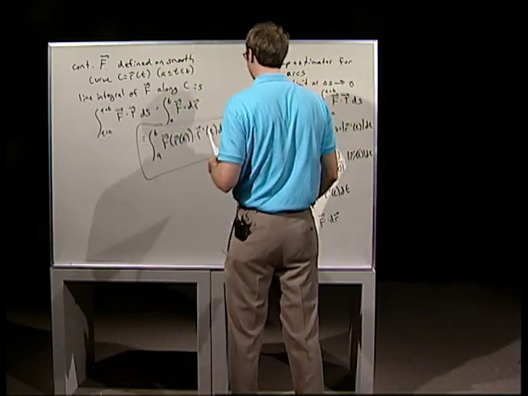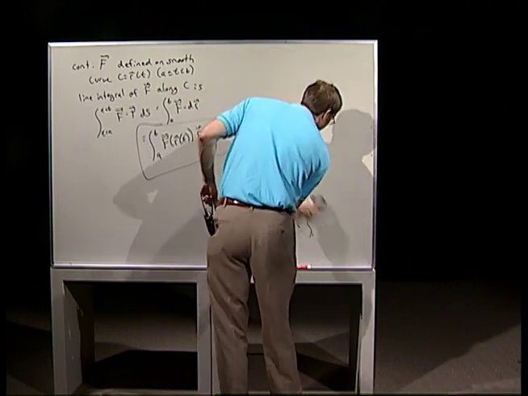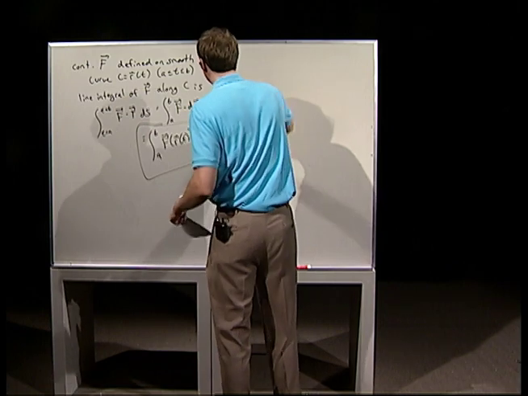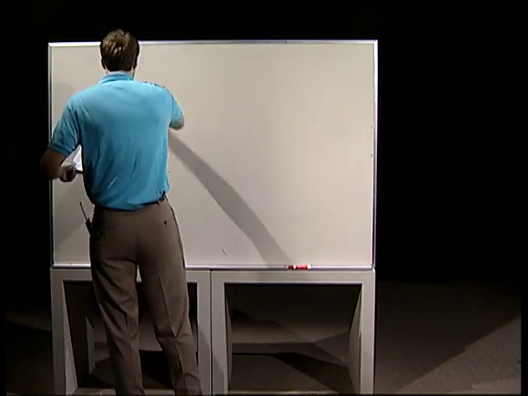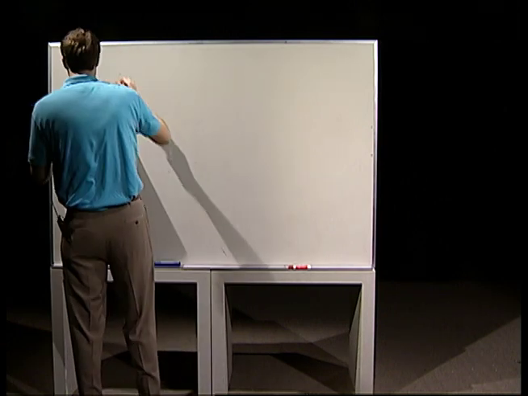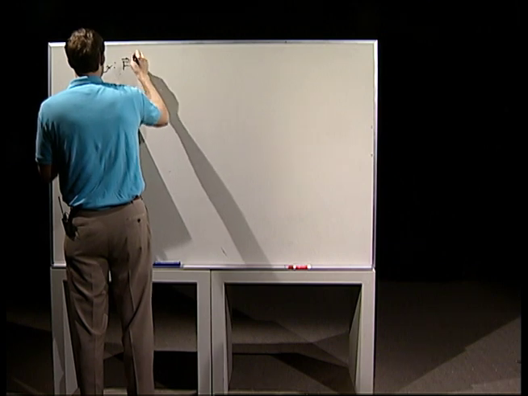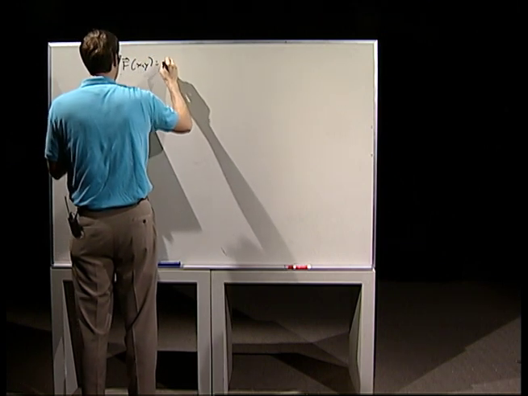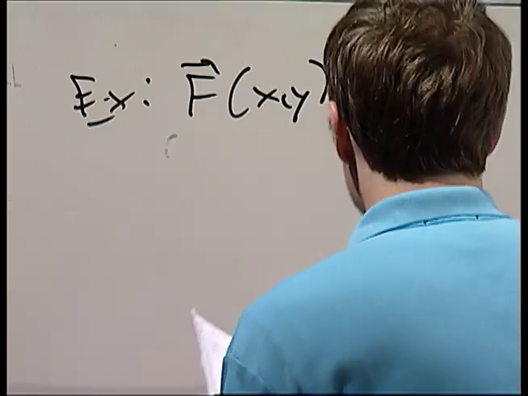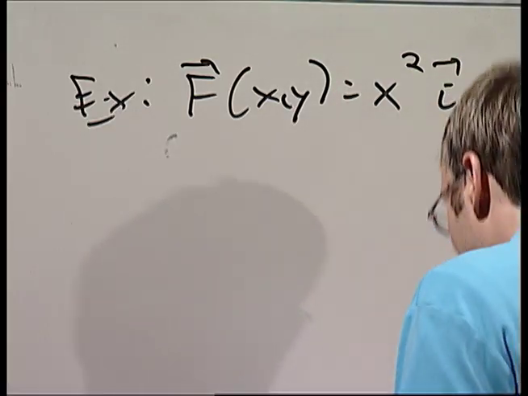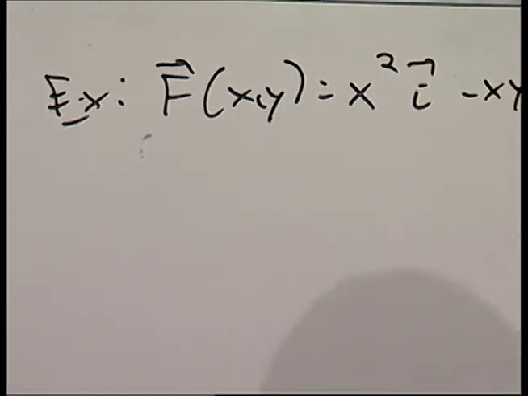Okay, let's try an example here. It's a lot of abstraction at once. So let's see here. We can try to find some work over a field. So let's give us a field first, F of x, y equals x squared i. Oopsies, I wanted minus, didn't I? Minus xy j. There's your force field.